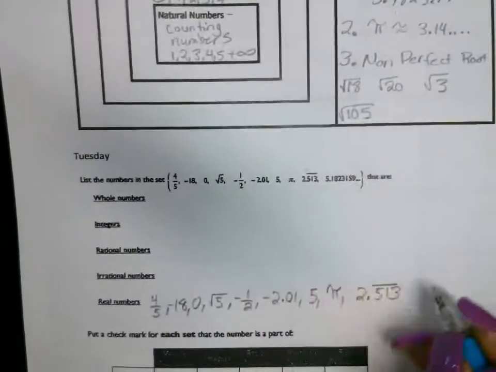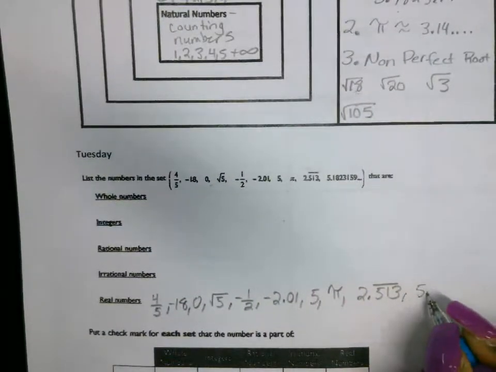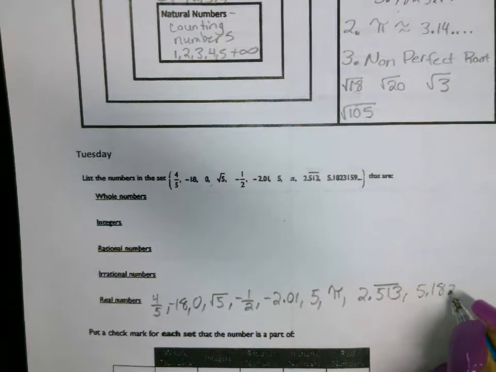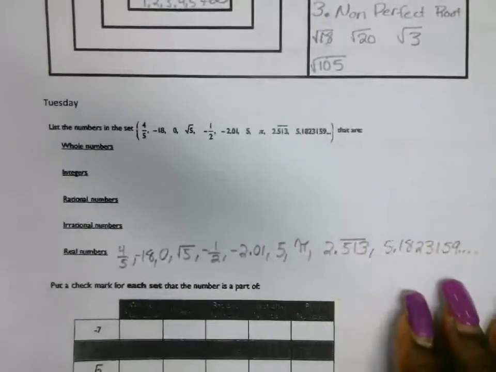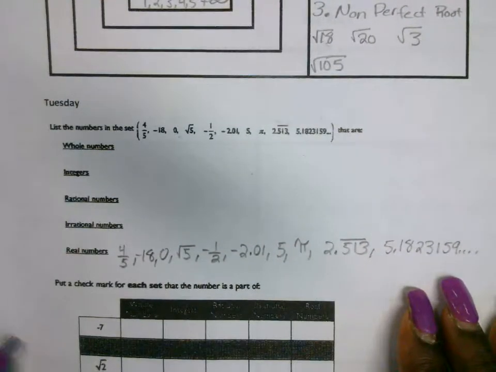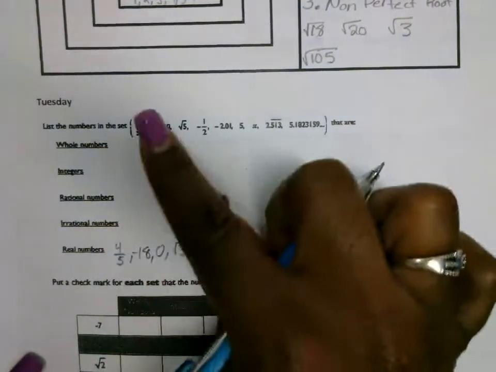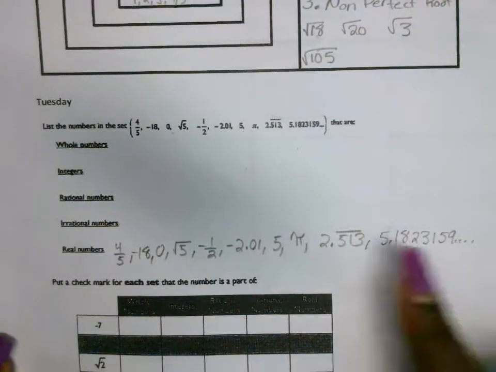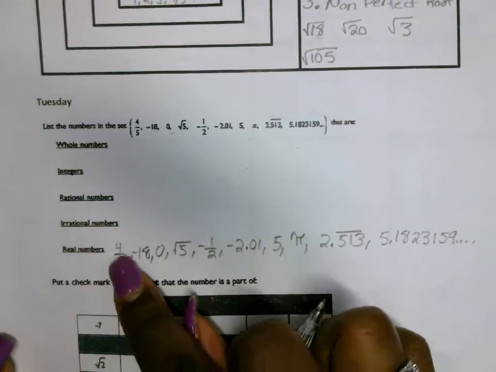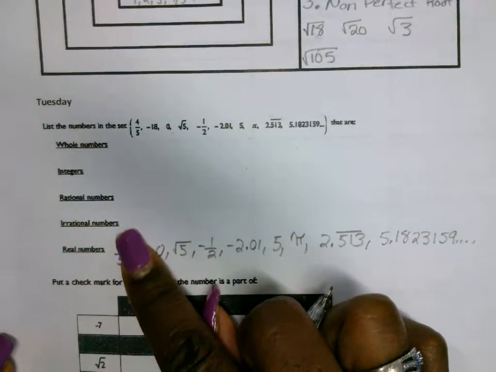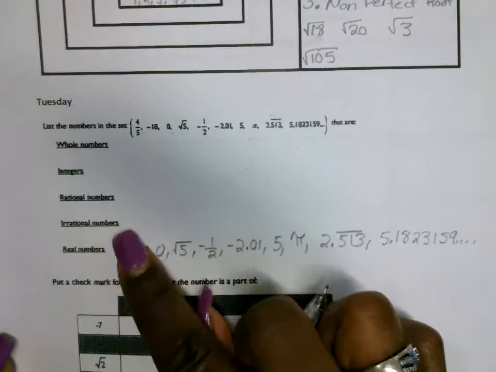And then this decimal that has the dots at the end, we got 1, 8, 2, 3, 1, 5, 9, dot, dot, dot, to be continued. That is also a real number. Okay, so now I'm going to work backwards. Which of these numbers you cannot write as a fraction? Which of these numbers is going to be rational and which is going to be irrational?